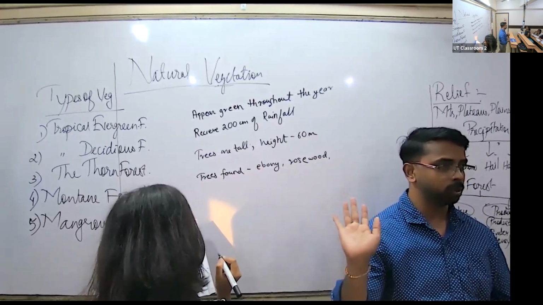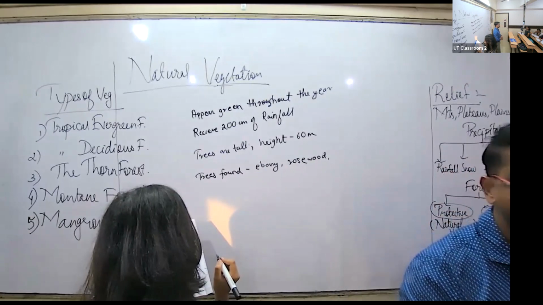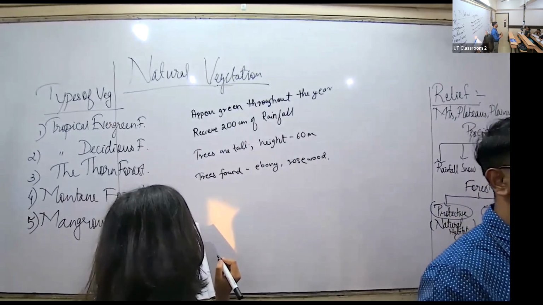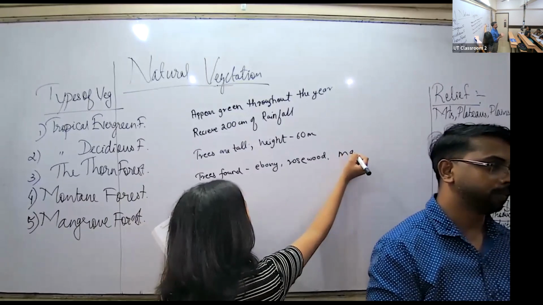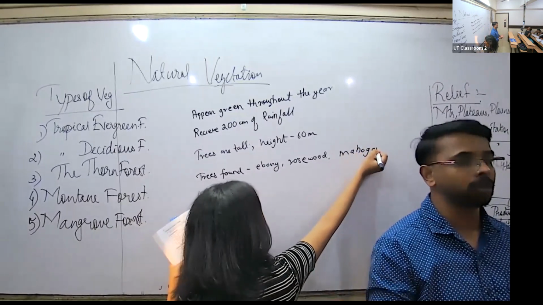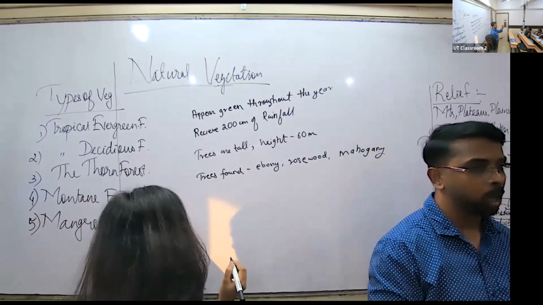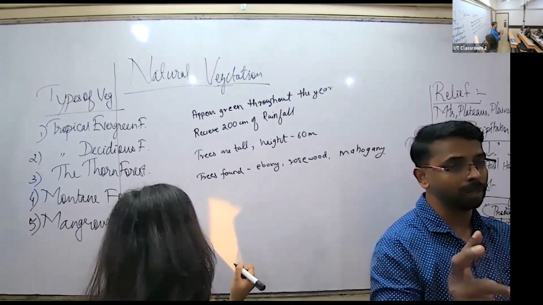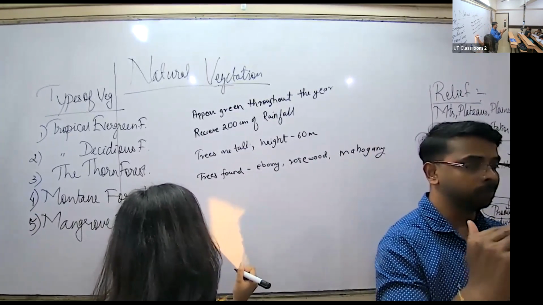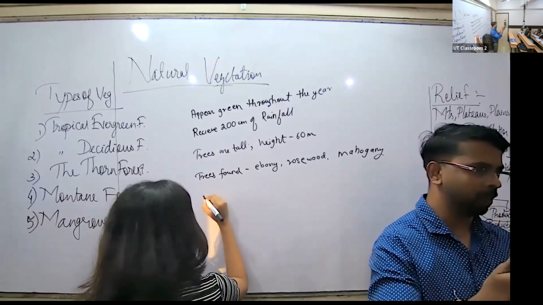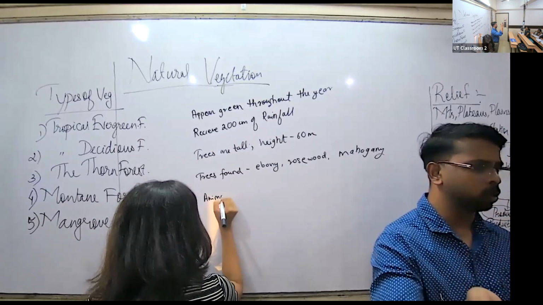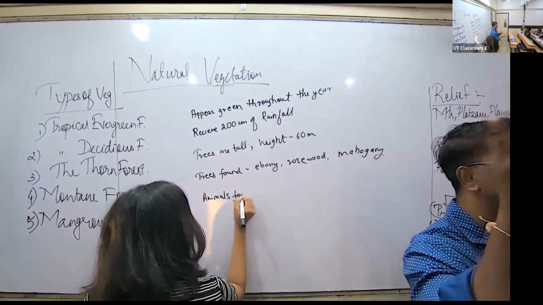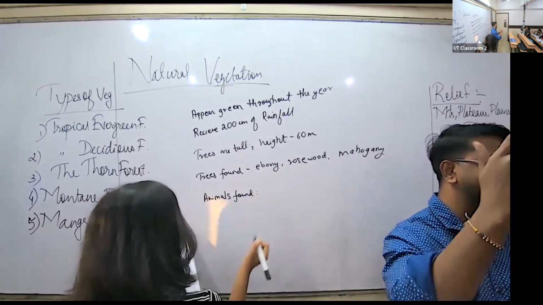Then we have the word montane forest. I always make the students remember it as mountain forest. But why this mountain? A geographical word. Normally found at higher altitudes. In fact, in your book there will be three altitude ranges. I think 1000 to 1500, 1500 to 2000 or 3000, and 3000 and above. As altitude increases, the type of trees will also change and the type of vegetation will also change.